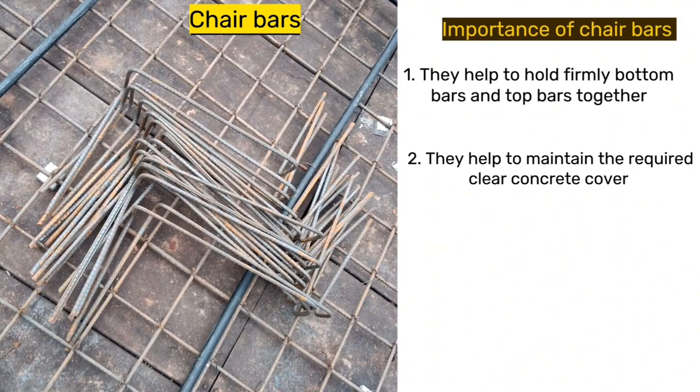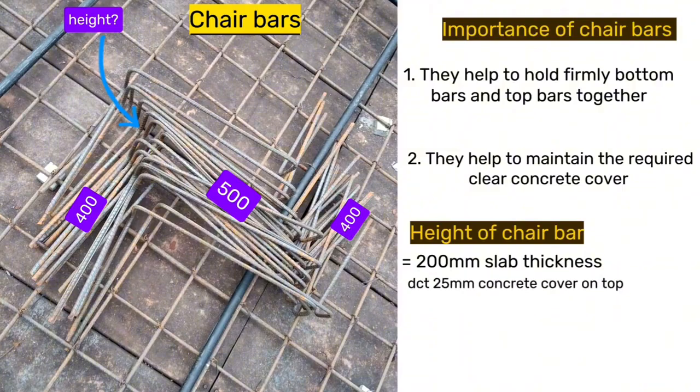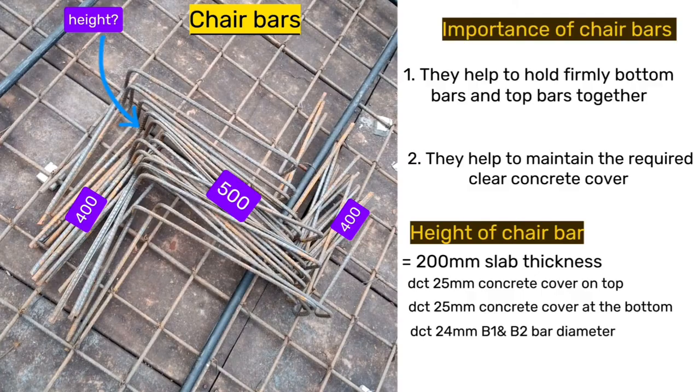Personally, I normally use default measurements of 400 mm legs and 500 mm head. Then I calculate the height depending on the slab thickness, and for this case, since the slab is 200 mm, get 200 mm, deduct the 25 mm concrete cover on top and 25 mm concrete cover at the bottom. Also deduct bottom 1 and bottom 2 bars in the slab, and also deduct top 1 and top 2 bars in the slab to remain with the height. The answer you get is what we write here as the height of the chair bar.